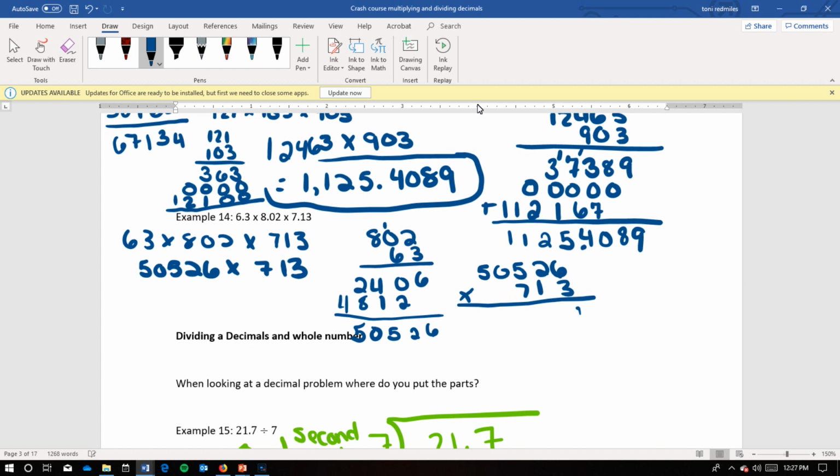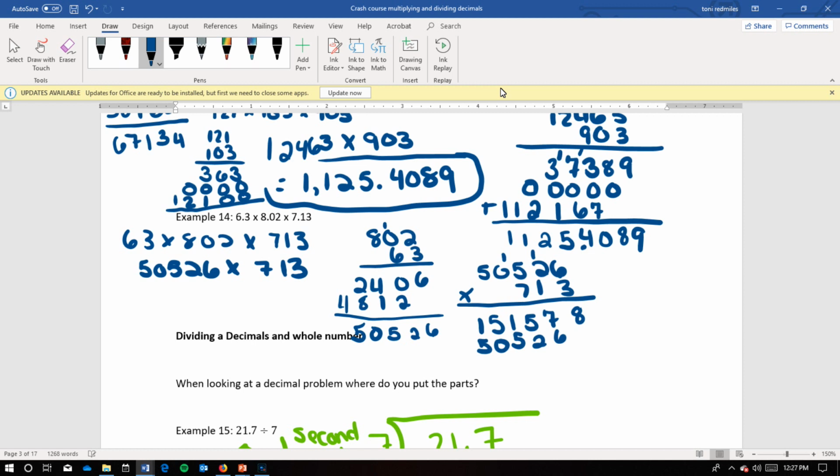3 times 6 is 18. 3 times 2 is 6 plus 1 is 7. 3 times 5 is 15. 3 times 0 is 0 plus 1 is 1. 3 times 5 is 15. Okay, line up underneath the 1. 1 times 6 is 6. 1 times 2 is 2. 1 times 5 is 5. 1 times 0 is 0. 1 times 5 is 5.